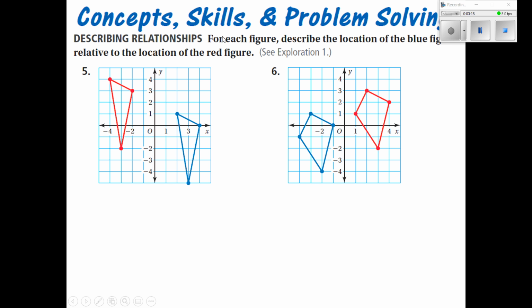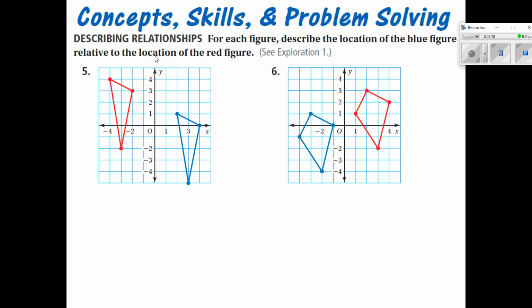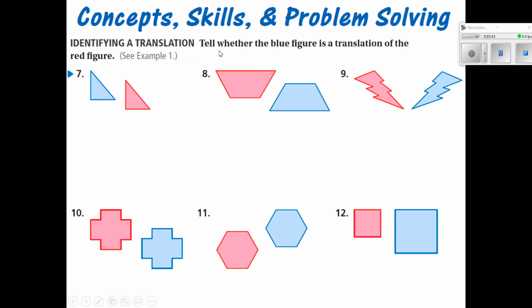Number 5 says, for each figure, describe the location of the blue figure relative to the location of the red figure. Well, the blue figure has translated. It has gone over 1, 2, 3, 4, 5, 6, and it's gone down 3. So 6 units to the right and 3 units down is my answer. Now let's go to number 7. Tell whether the blue figure is a translation of the red figure. This is definitely a translation.